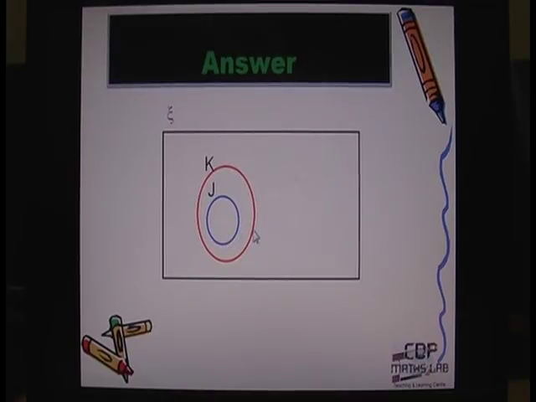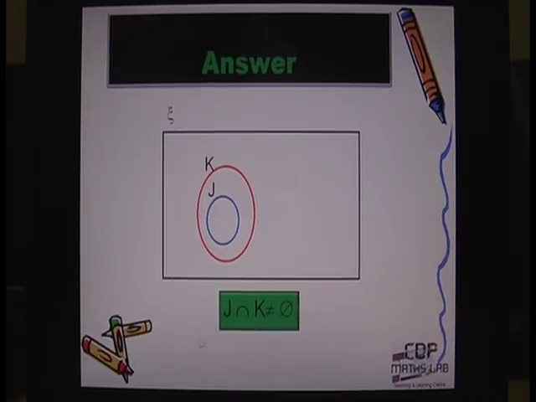This is not the information that you are given. Good? You are not given this information. But we want to show you what it is if J was a subset of K. But what you're given is that J is not a subset of K. So therefore, set J should not be in set K. So where should it be?